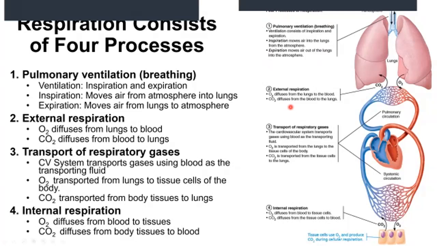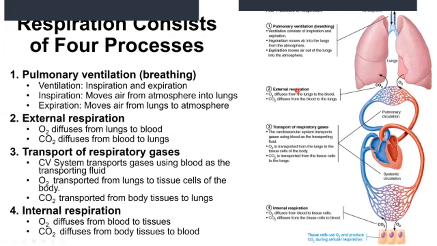Moving from there, external respiration refers to the diffusion of gases at the level of the capillaries in the lungs. Each alveolus is wrapped in capillaries, and so oxygen is going to diffuse from the alveolus into the blood, where it's going to bind to the hemoglobin on red blood cells. And then carbon dioxide that was in the blood is going to get dropped off in the lungs, and then we're going to exhale that carbon dioxide. So that is external respiration.